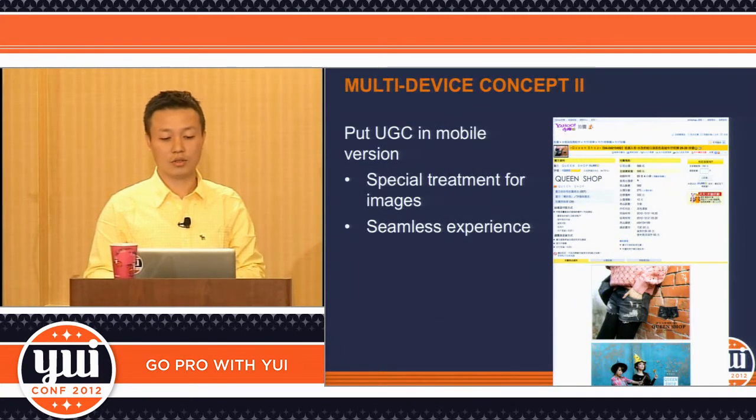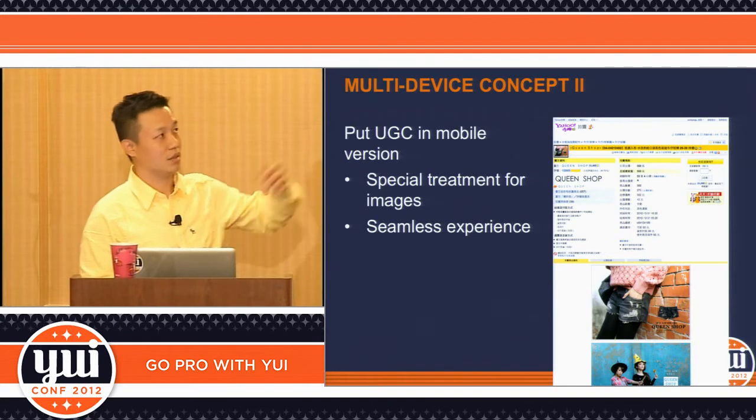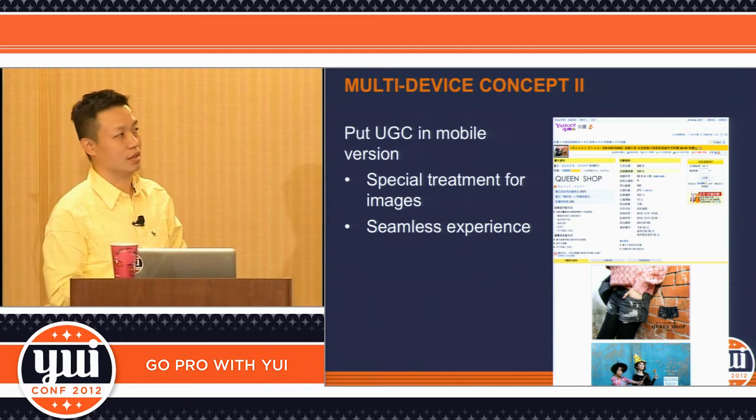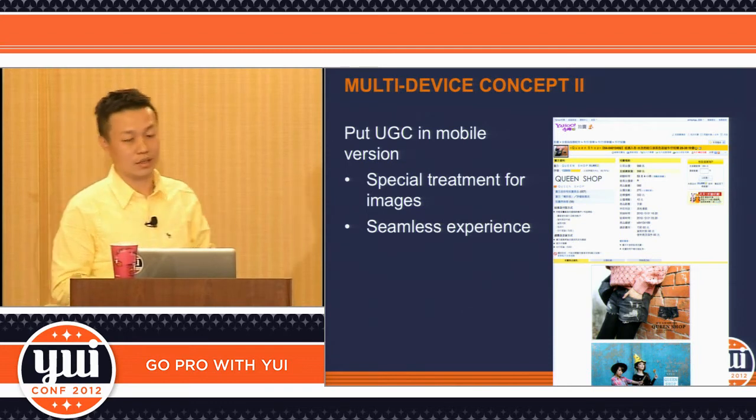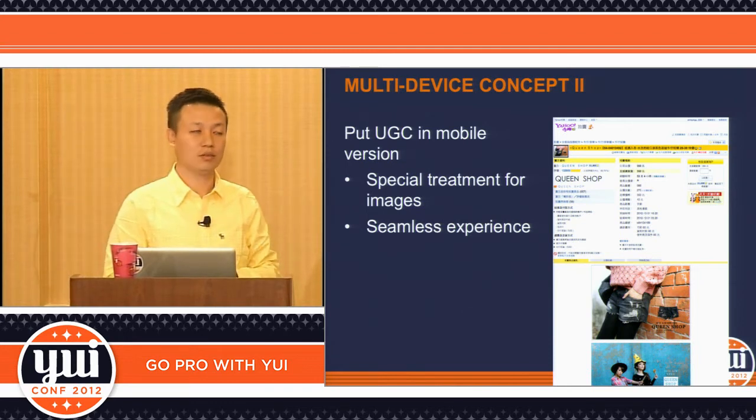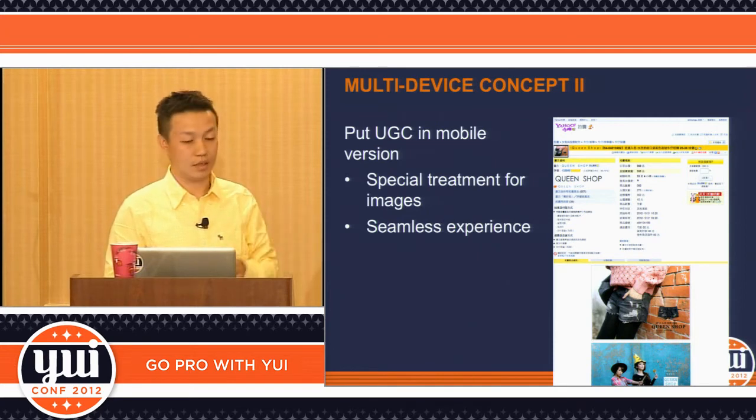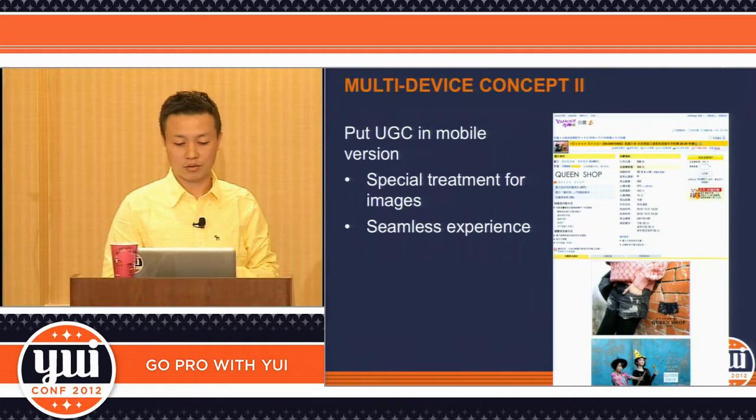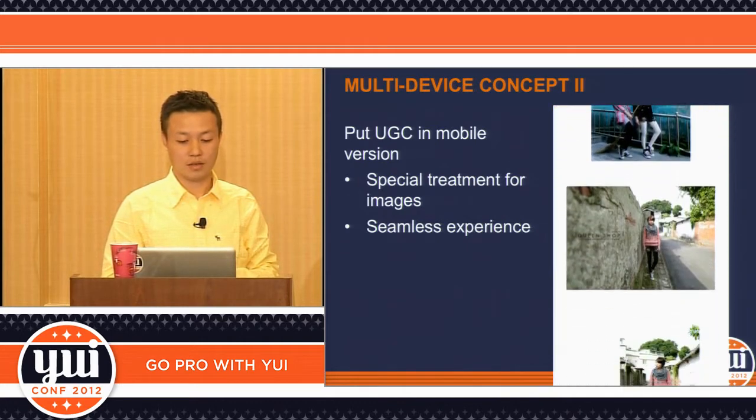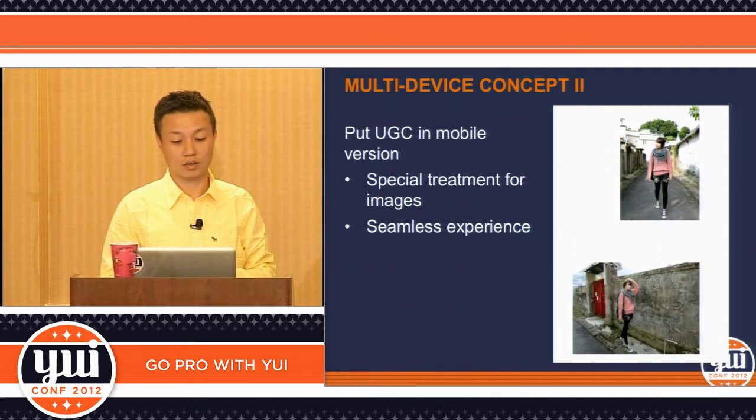The other thing we do for multi-device concept is this is auction site in Taiwan. Yahoo auction site. And just like eBay, the user can put a lot of custom HTML on. This is the item page, and sometimes it's really huge. A lot of the contents, photos.